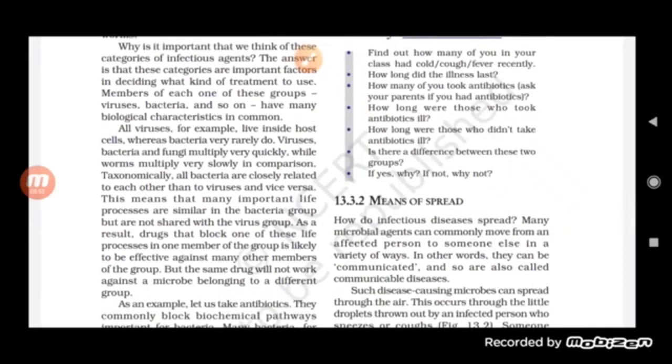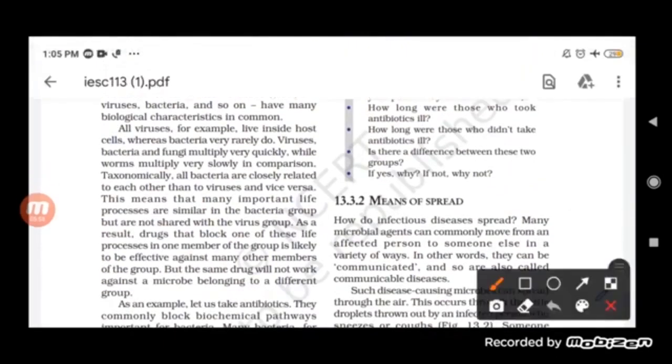Now see here, all viruses, for example, live inside the host. This is the property of every virus, that they live in the host, while bacteria very rarely do. Viruses, bacteria and fungi multiply very quickly, while worms multiply very slowly in comparison.